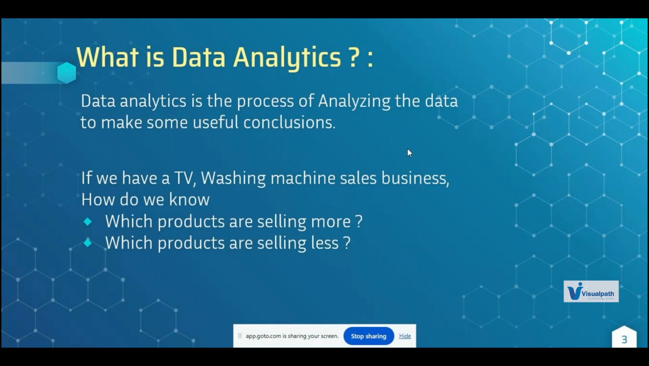For example, if I have a TV washing machine sales business, how do we know which products are selling more and which products are selling less? How can we know these things? We need to take at least recent 3 months or 4 months data and we need to analyze. Just by looking at yesterday's and today's data, we cannot come to any conclusion. Understanding? We need to take at least 3 months data.